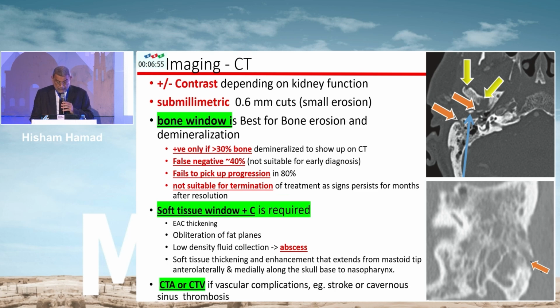It fails to pick up progression and is not suitable for determination of treatment end, as signs persist for months after resolution. But to evaluate the soft tissue by the CT, we have to give contrast, which can show obliteration of the fat planes and can document the presence of abscess. In some cases, we might resort to CT angiography or venography if there is vascular complication such as stroke or cavernous sinus thrombosis.